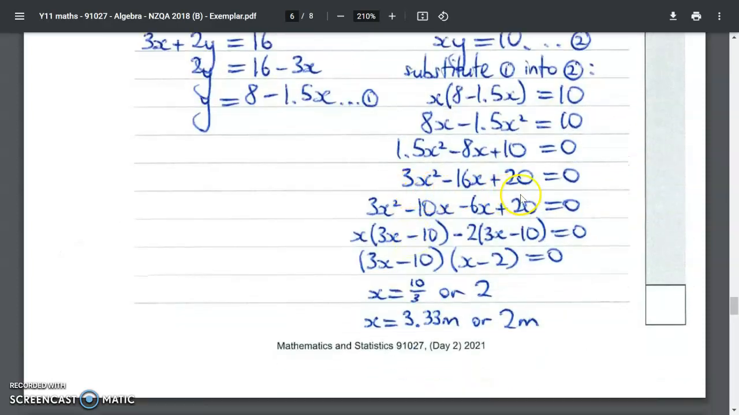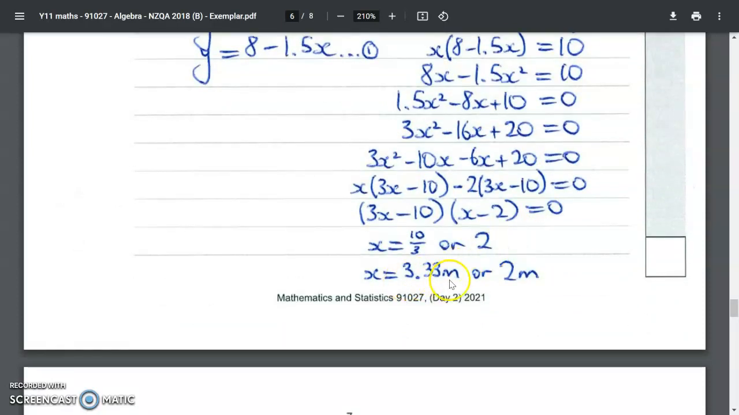Then we've got a quadratic which we can factorize to solve. We end up getting x equals either 2.33 meters or 2 meters. Good solutions.